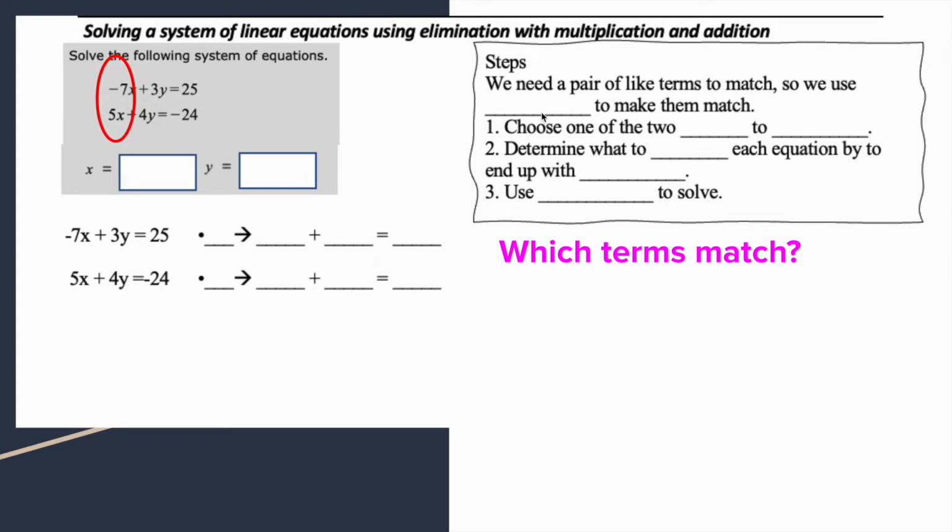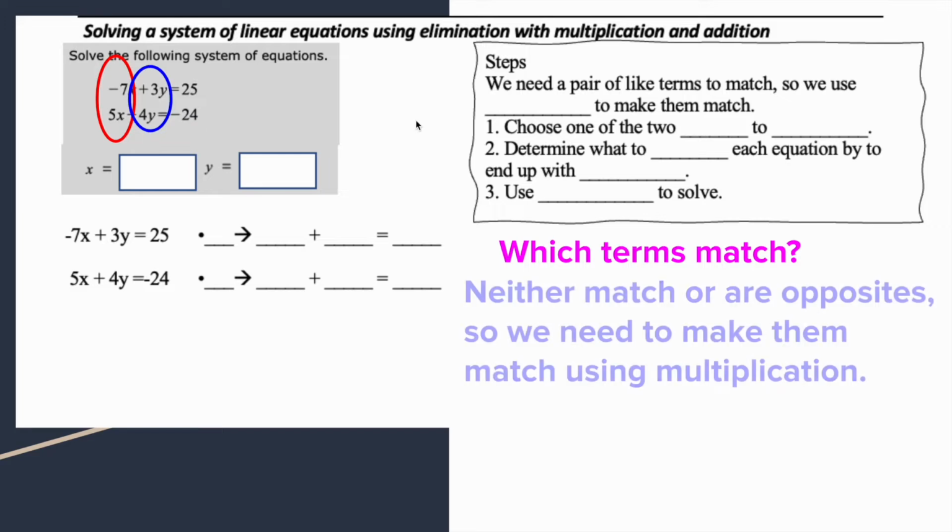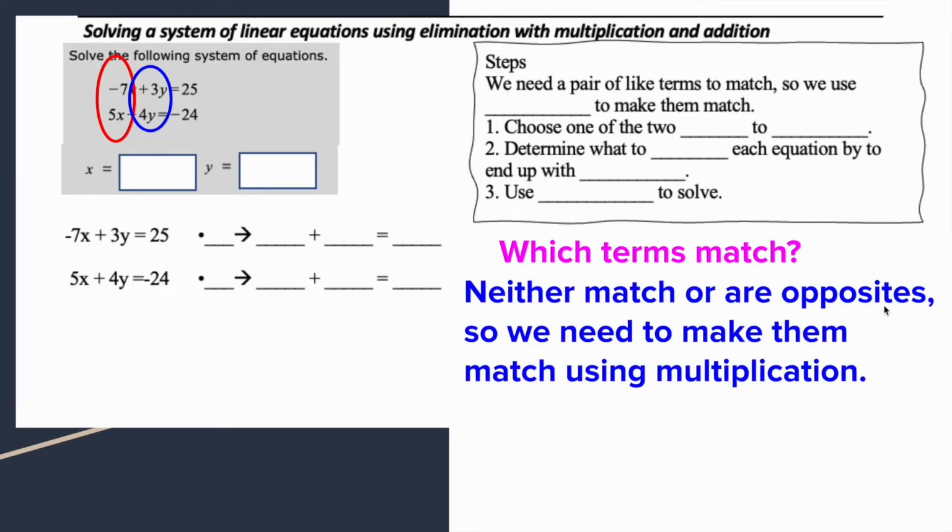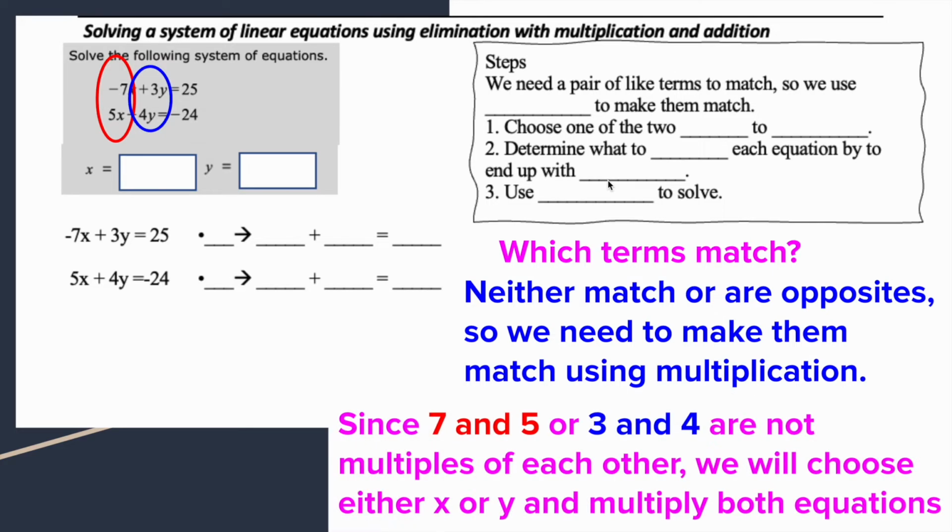So in this case, we're asking which terms match. I'm circling in red and in blue, and you can see negative 7 and 5 don't match, and 3 and 4 don't match. So if I subtract or add, nothing's going to go down to 0. I need to change the equations so that I can force this to happen. Neither match nor are opposites, so we're going to make them match using multiplication.